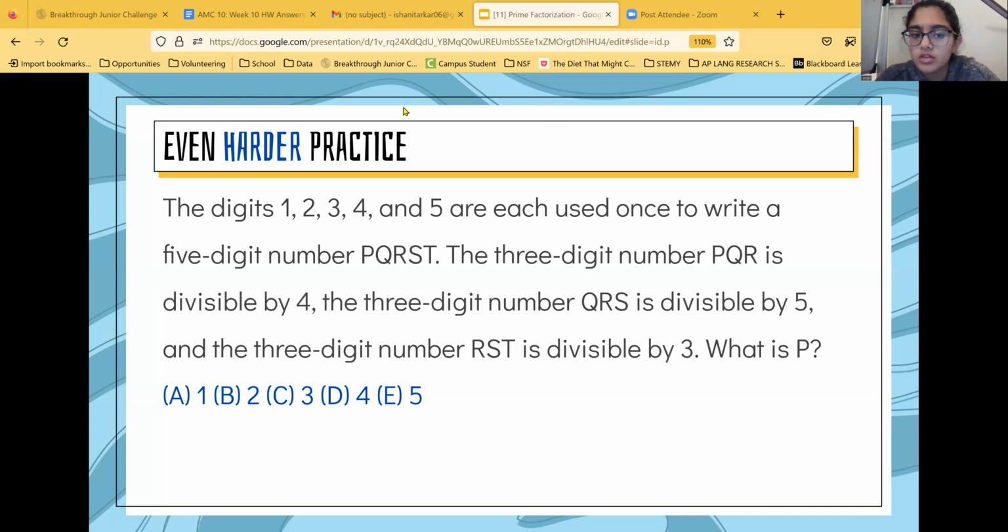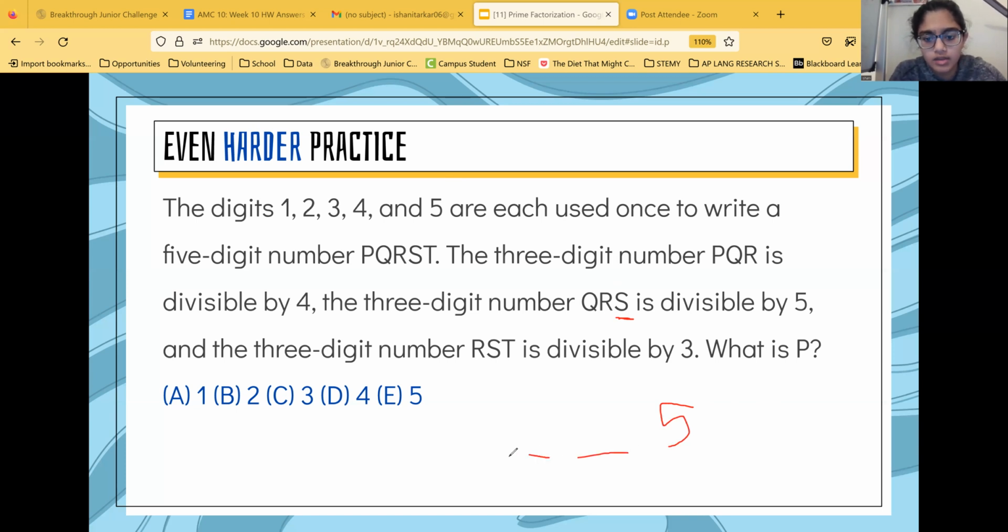So the digits 1, 2, 3, 4, and 5 are each used once to write out this 5-digit number. We know the 3-digit number PQR is divisible by 4, the 3-digit number QRS is divisible by 5, and the 3-digit number RST is divisible by 3. What is P? We know QRS has to end in 5, because the divisibility rule for 5 says it has to end in 0 or 5, and since 5 is the only option here, S is 5.